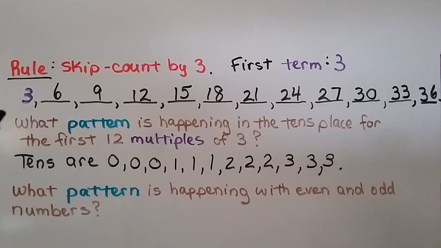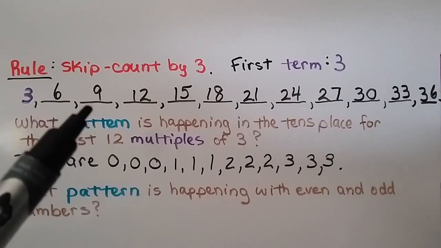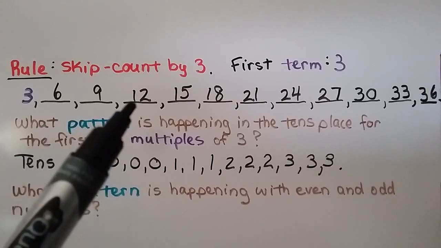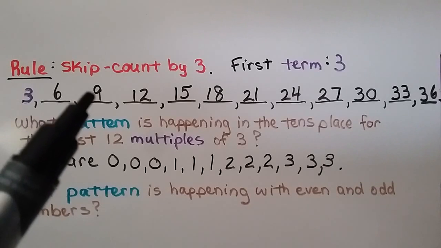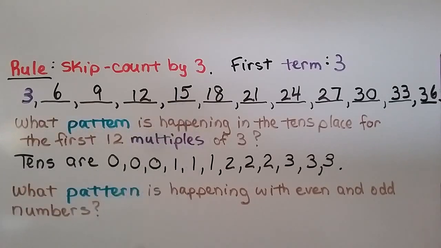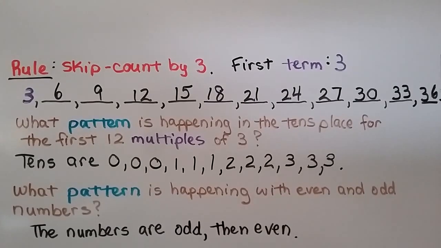3 is an odd number. 6 is an even number. 9 is an odd number. 12 is an even number. We're going odd, even, odd, even, odd, even. So what's happening with the even and odd numbers in the pattern is they're going back and forth between odd and even. The numbers in the pattern are odd, then even, and it repeats.